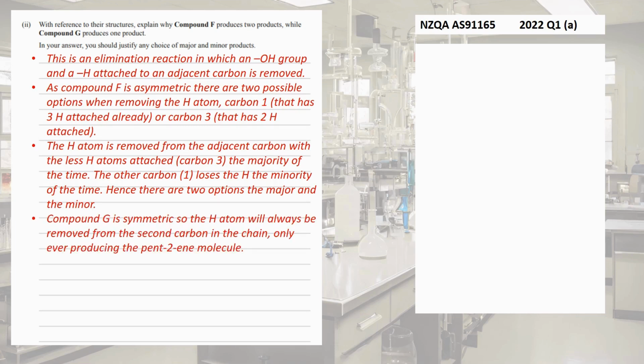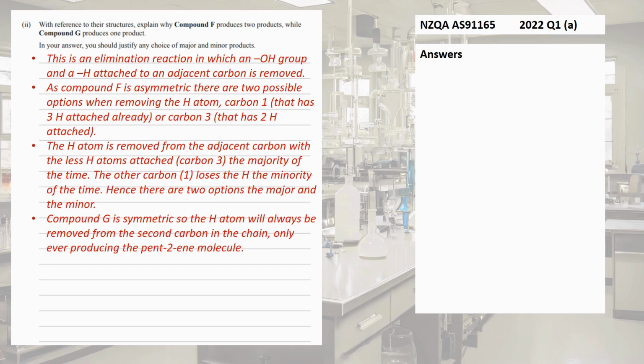Compound G, however, is symmetric. So the hydrogen atom will always be removed from the second carbon because we will number it from the side that we remove it from. So it's always going to produce the product pent-2-ene.